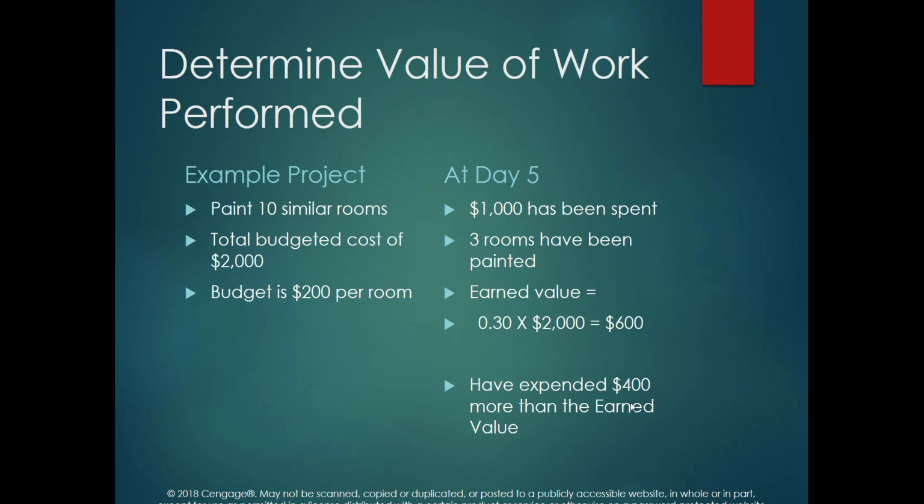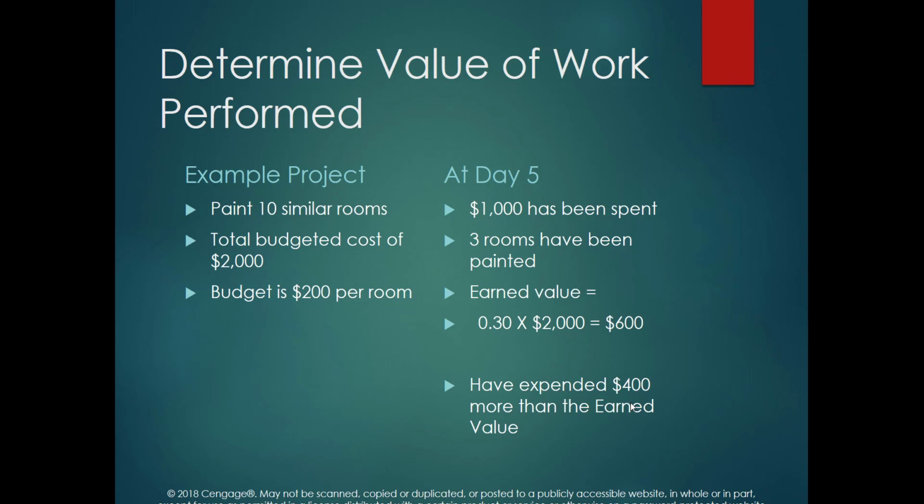And there is one more concept in the project. When we spend money, we get some value. So for example, assume there are 10 similar rooms that we want to paint, and the total budget that we have for this project is $2,000. Basically, for each room we have $200. Let's say at day 5 we spend $1,000, and we have painted just 3 rooms. So we spent half of the budget on 3 rooms.